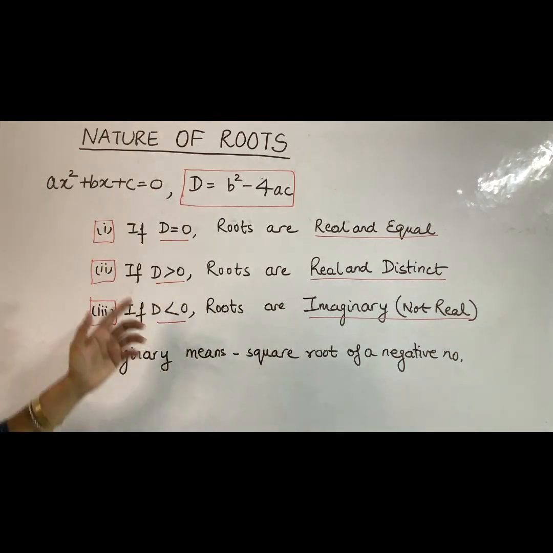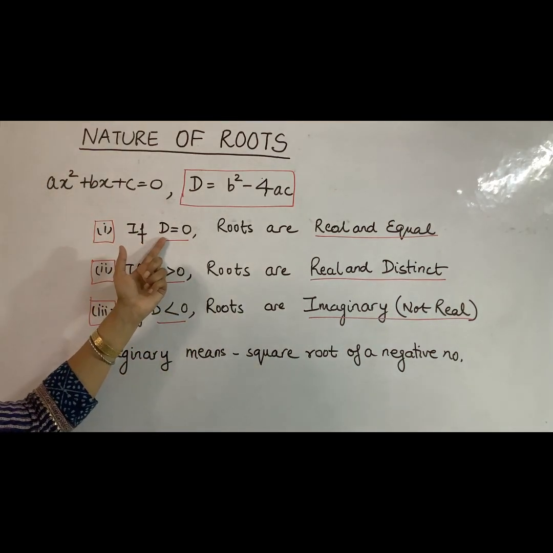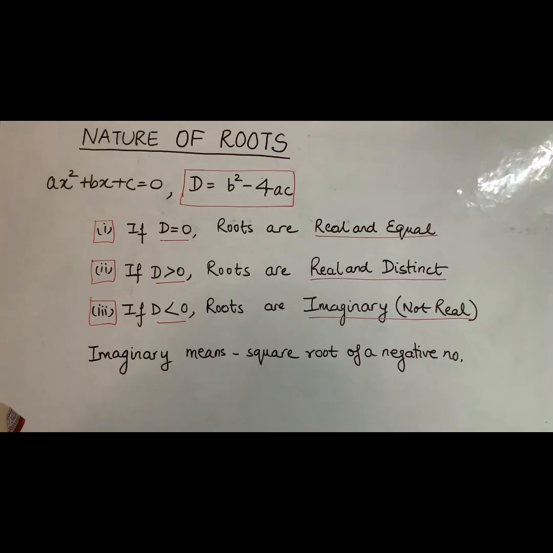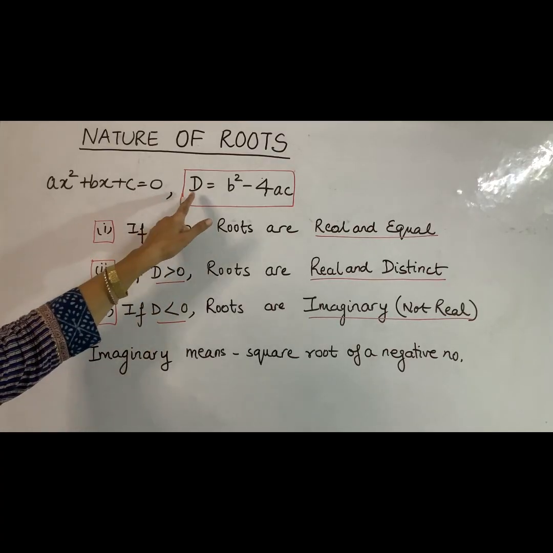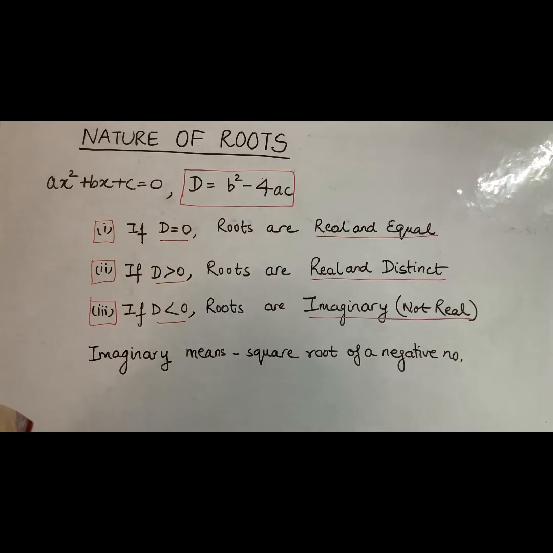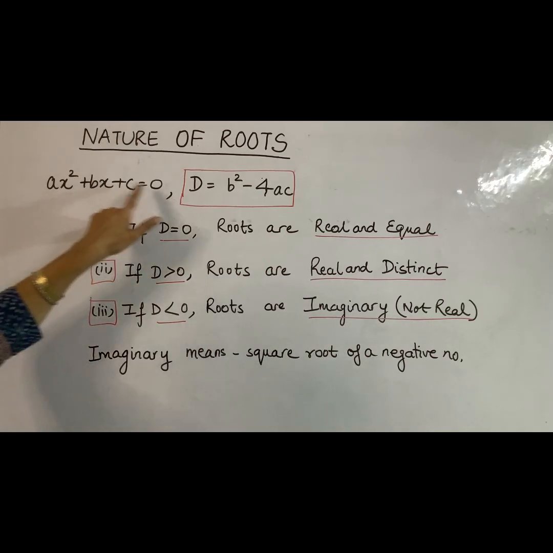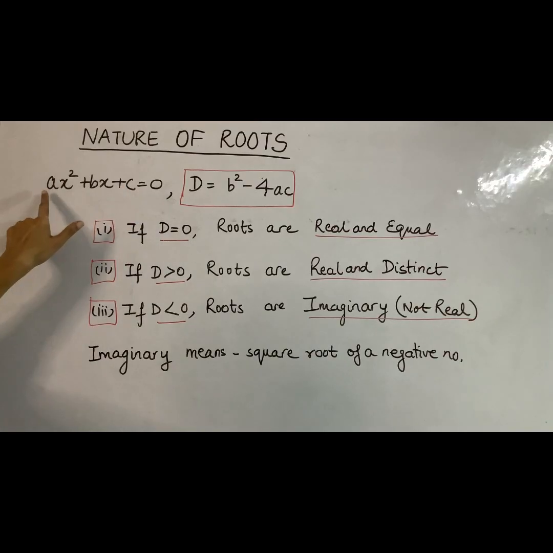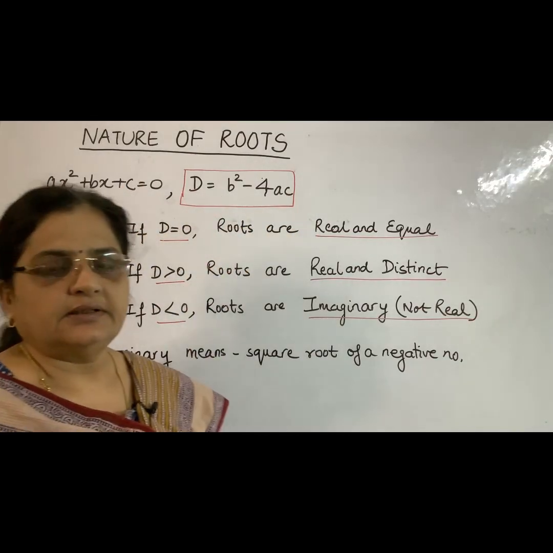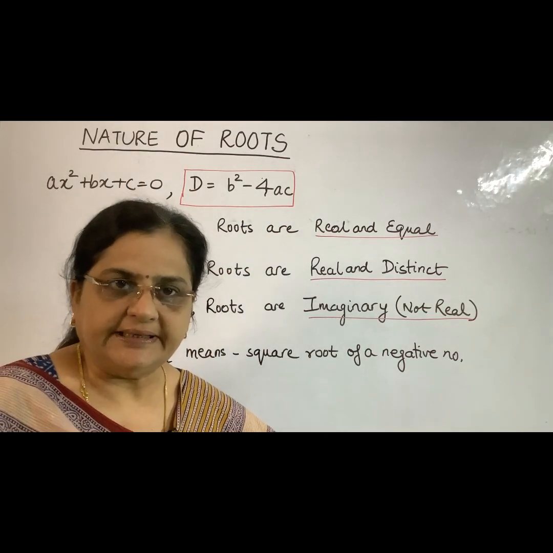The factor is known as the discriminant, denoted by capital D, and capital D means b square minus 4ac. From this equation, you can see the value of b, and find out b square minus 4ac. This is known as capital D.